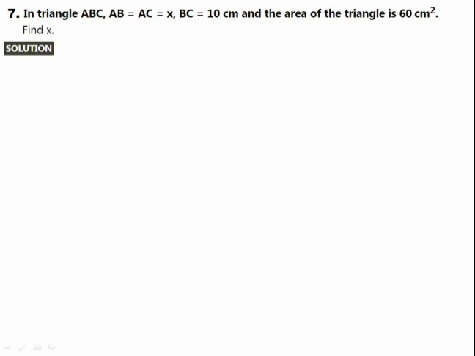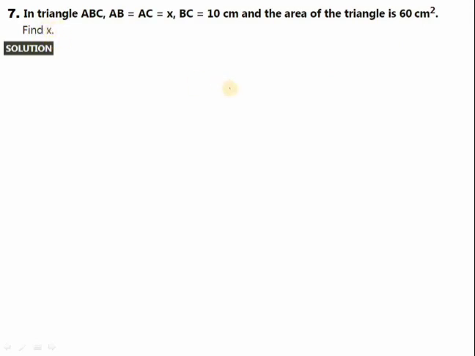Question 7 says, in a triangle ABC, AB equals AC equals BC. AB equals AC, and they are equal to X. BC equals 10 centimeter and the area of the triangle is given to be 60 centimeter square. You need to find the value of X.